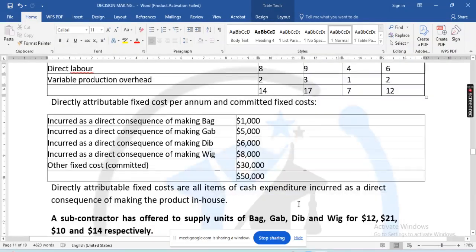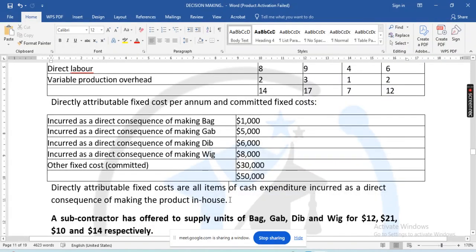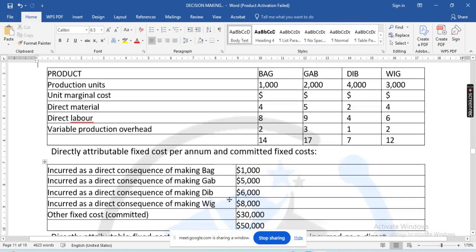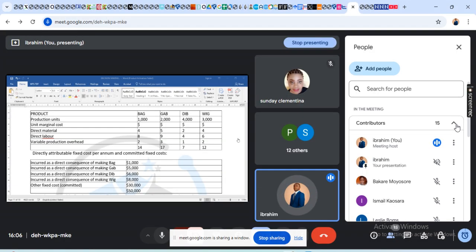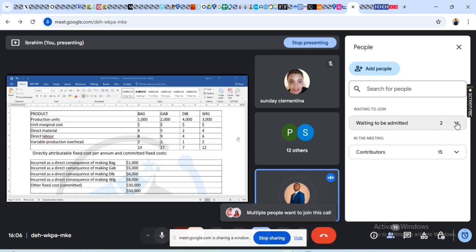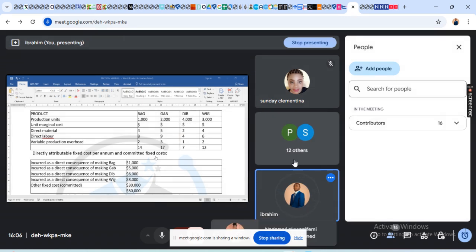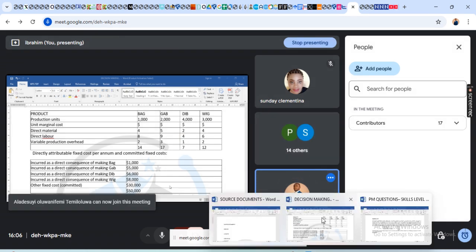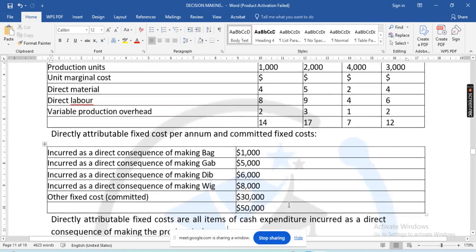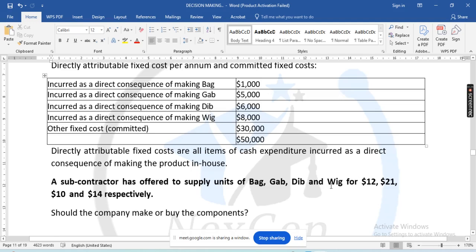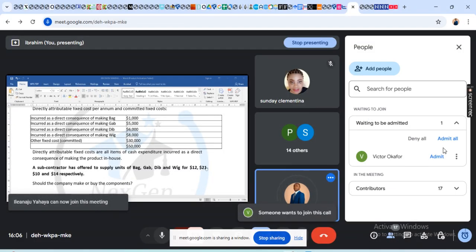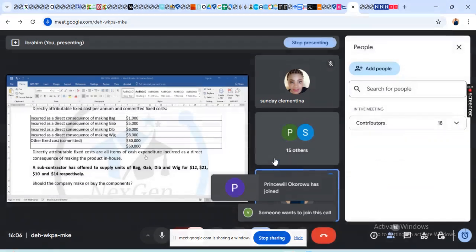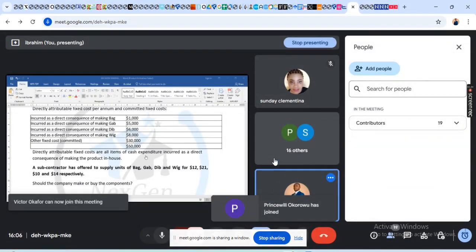Now, let me quickly go back. Something is wrong somewhere. Let me quickly go back to the question. If we don't have the one that we buy internally, let's quickly go back to the question and check. Now, class, the supplier is willing to supply this. What the supplier is willing to supply will be based on the attributable costs that will be used to produce that product.